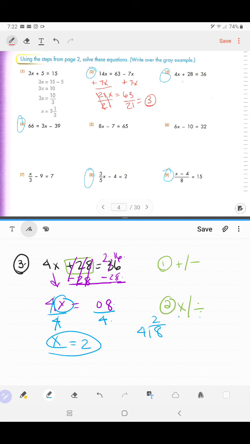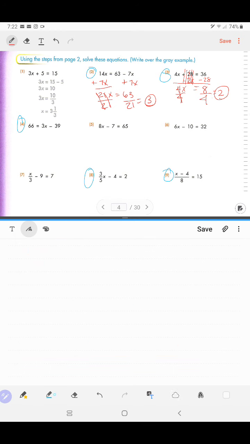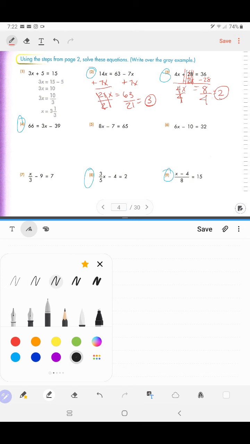Okay, so again, that was subtract 28 on both sides. Cancel. That was 8 equals, bring down your 4x. The opposite of multiplication is division. And 2 is your answer. Okay, so again, if you need to pause the video, go ahead. I'm trying to get through these examples so I can get you to the checkup, the first checkup.